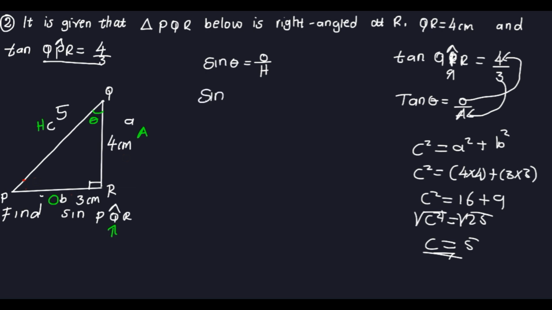So sine PQR, we can now find this. We have all three distances. It is equal to the opposite, which is 3, over the hypotenuse, which is 5. So this is our final answer. Let's look at another example.